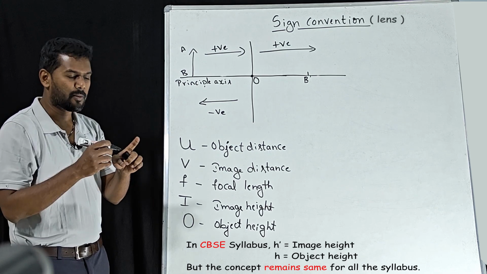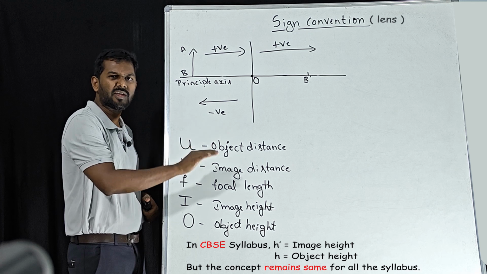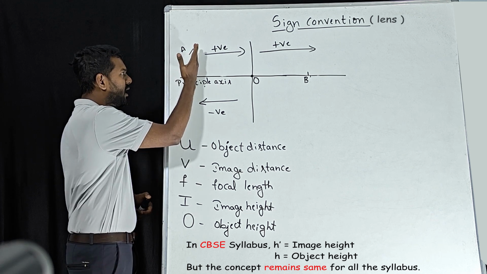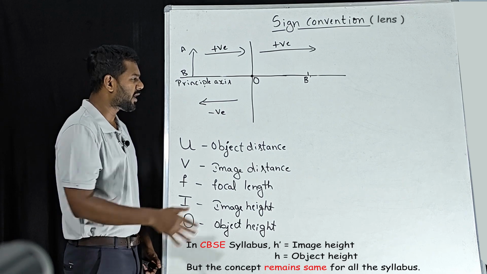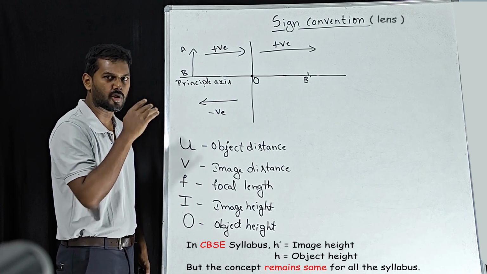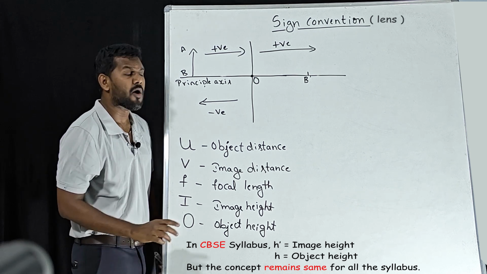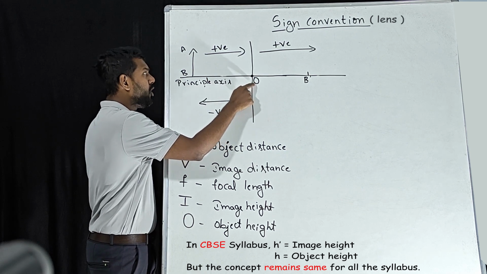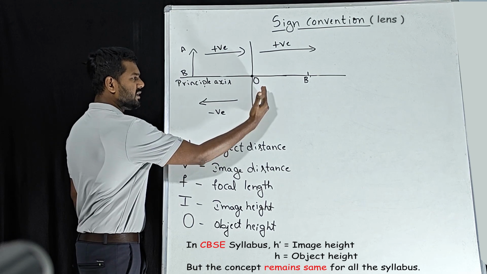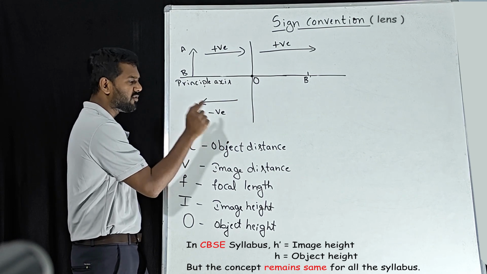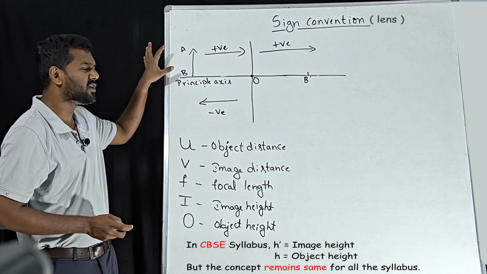I'll give you one example. Object, where is the object placed? Here. Object is always placed on the left side of the lens, whether it is convex lens or concave lens. This sign convention works for both. Okay, listen. Object is here. What is object distance? From the optic center to the object. It is in this direction, right? So it is always considered as negative. So in both the lenses, U is always negative.